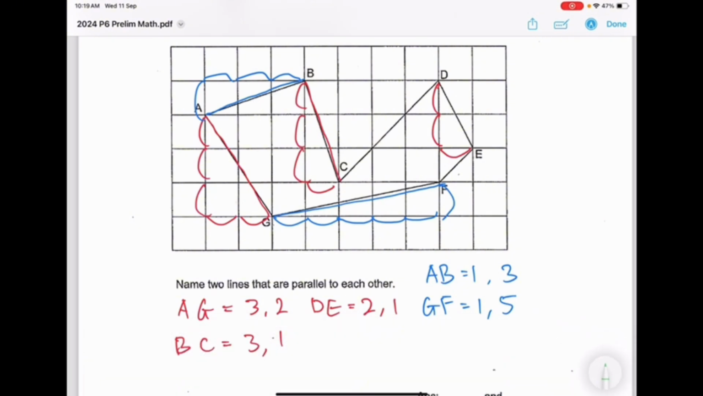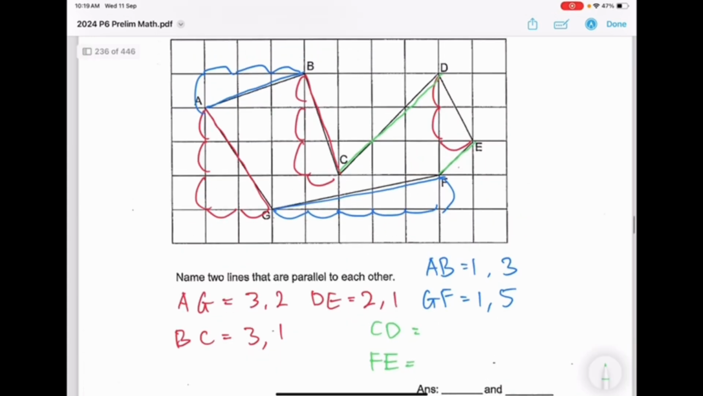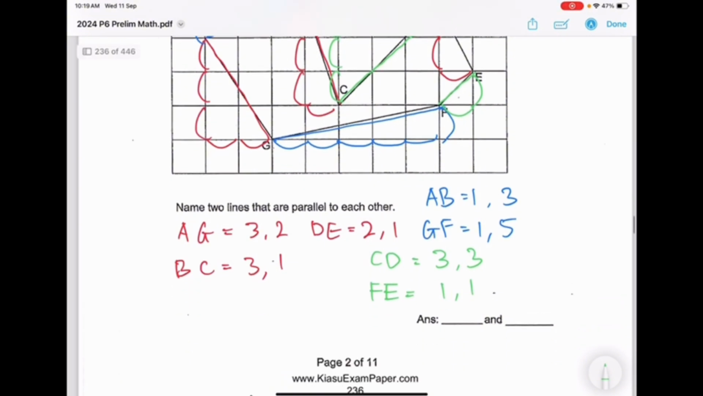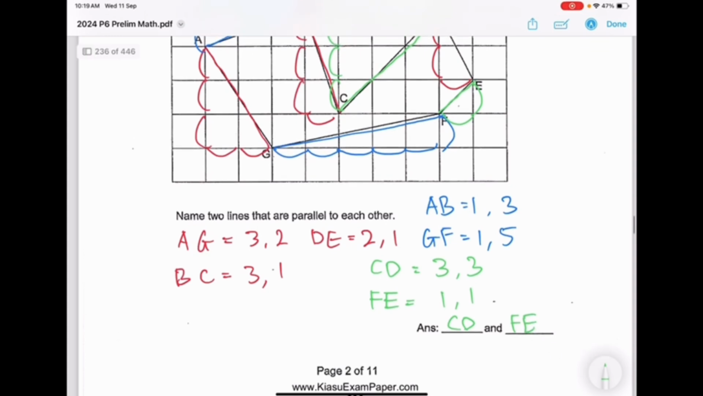Now looking at CD and FE. CD has 3 verticals and 3 horizontals. FE has 1 and 1. You notice that for FE and CD, their ratio are the same. 3:3, what we can do is to reduce these to 1:1. Therefore, the 2 lines that are parallel are CD and FE. And this is your answer for question number 17.